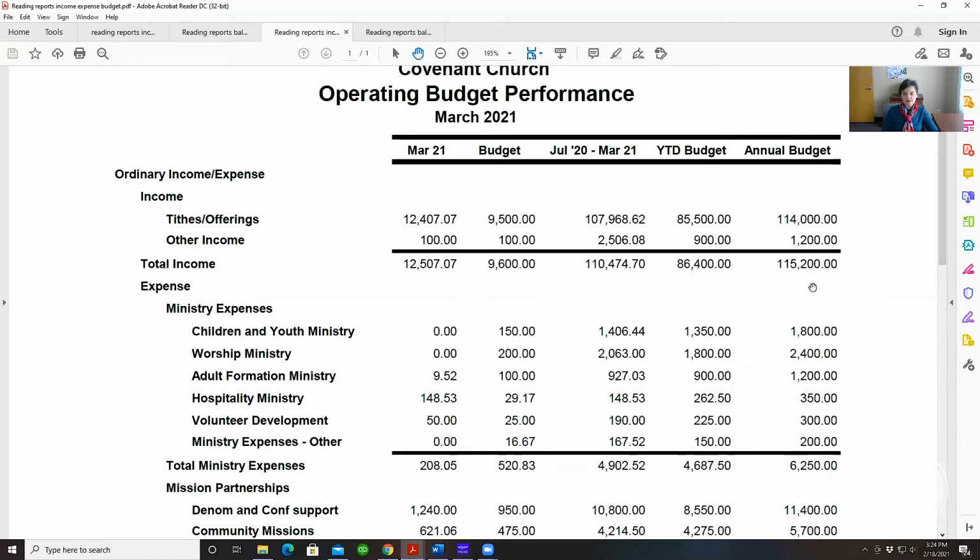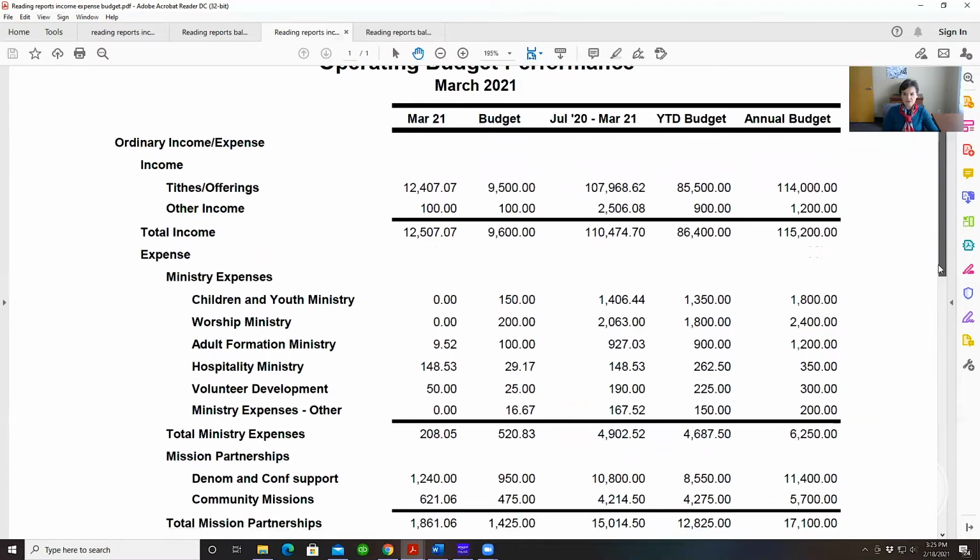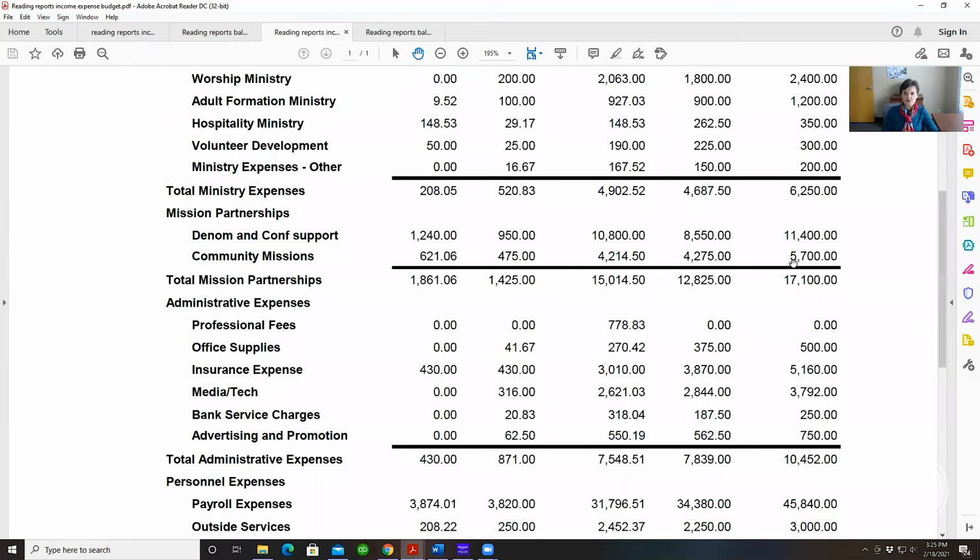As I'm doing this evaluation between actual and budget, I generally look at the third and fourth columns, the year-to-date numbers compared to year-to-date budget. If there's anything really out of whack here, anything where there's a significant difference between actual and budget, that's something to look more deeply into to see if there's a course correction that needs to be made on that particular line. This church is doing pretty well.